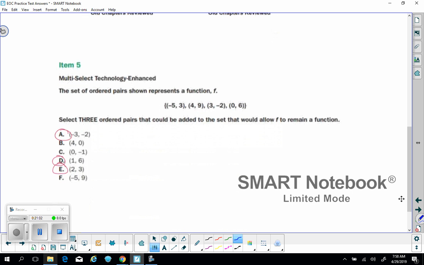Okay, so the set of ordered pairs are shown. We are looking for ones that are allowing f to remain a function. When is it not a function? When the x is repeated. So these answer choices: -3 isn't repeated, so it would stay a function. But right here, there's a 4 in the x and a 4 in the x, so I'm going to cross it off. There's a 0 and a 0, I cross it off. A -5 and a -5, I cross it off.